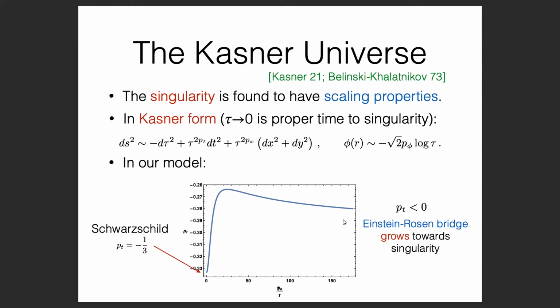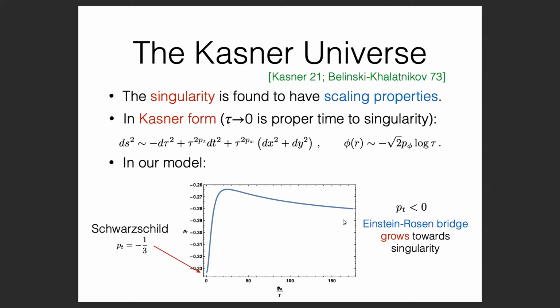The fact that this exponent is negative means the time direction is growing towards the singularity, and the x and the y directions are collapsing. So in Kasner, there's always two directions that collapse and one that expands. But this doesn't have to be the case. Actually, there are other setups where p_t could be positive.